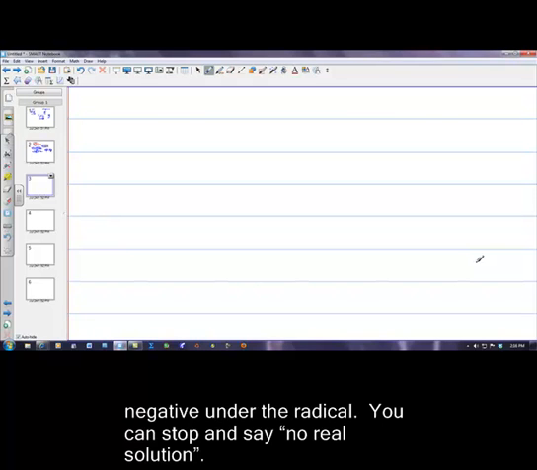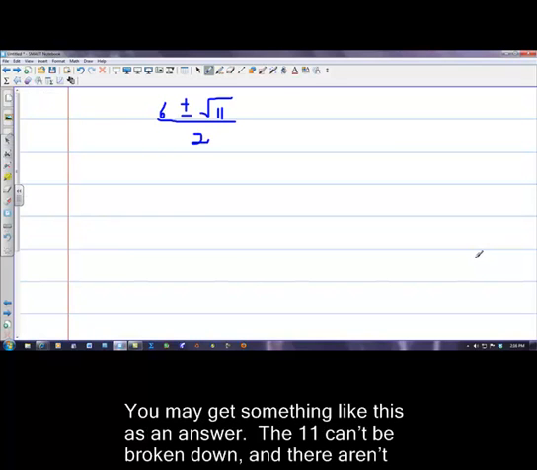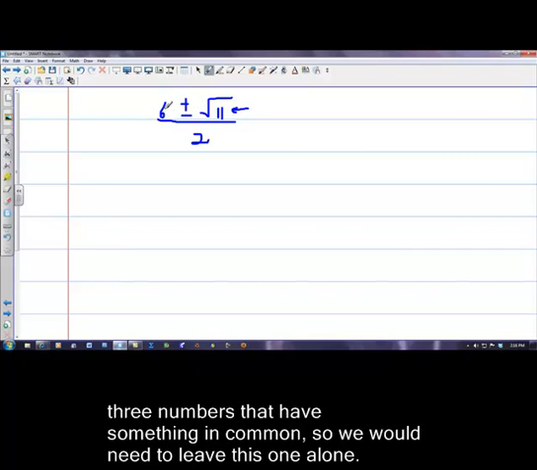But sometimes you get positives under the radical. Let's say you get something like this as an answer. 11 can't be broken down anymore, so you would stop there. There's not three numbers in a triangular formation that you could reduce, so you can't even reduce this. I know that 2 will go into 6, but the line goes all the way across, so the 2 has to also go into some number up here, and there isn't a number here. So we can't do anything else with that, you would leave that answer in that final form.